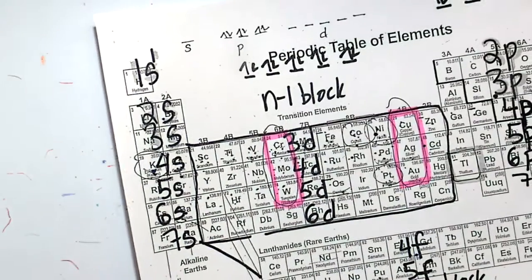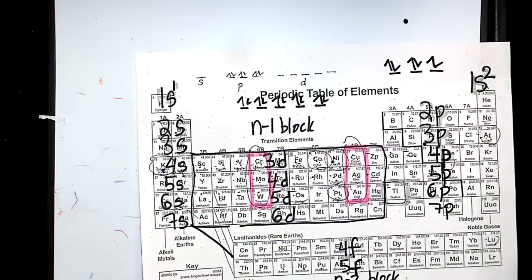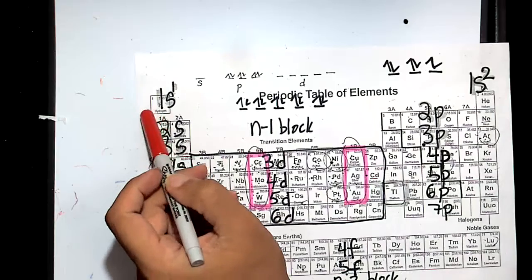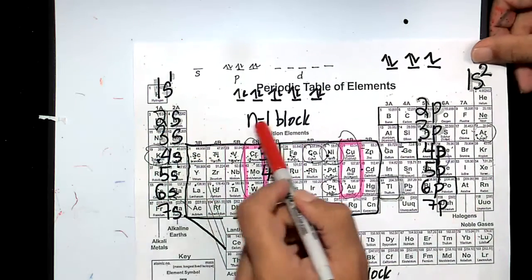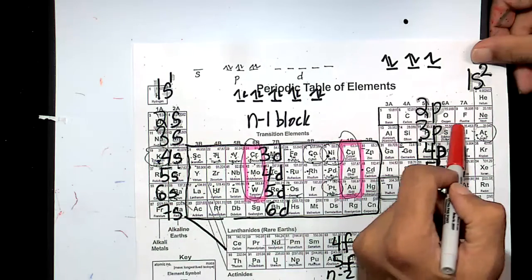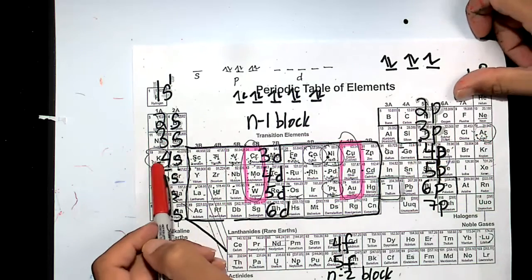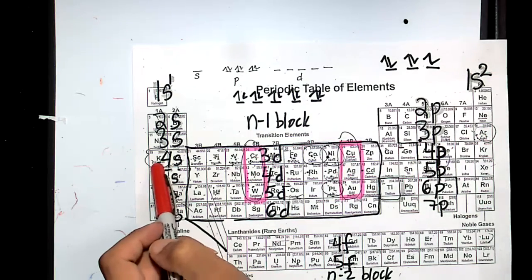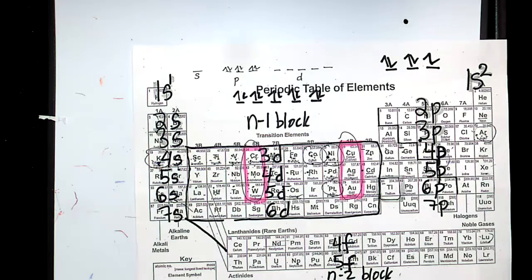How will they march in? They're going to march in 1s, and they'll go 2s, then 2p, then 3s, and they'll march to 3p. You see, the order is important. After 3p, the electrons will march to 4s. Something weird happens here. After 4s, where will they march to?